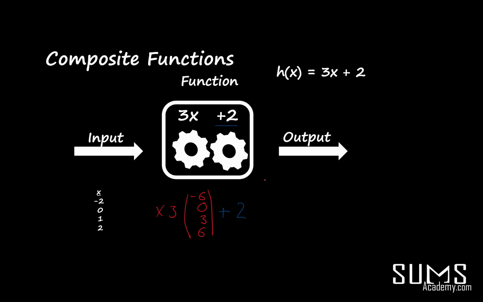So we're left with a final answer, which is going to be, well, negative 6 plus 2 is negative 4. And then 0 plus 2 is 2. 3 plus 2 is 5. And then 6 plus 2 is 8. So that's our output.